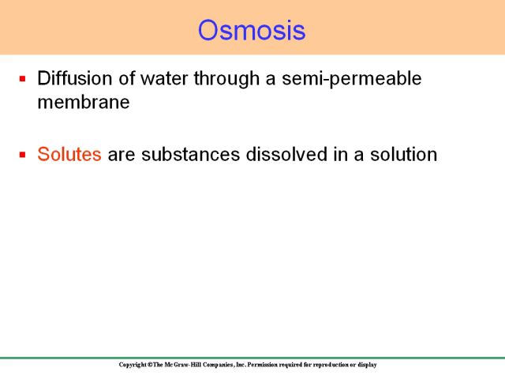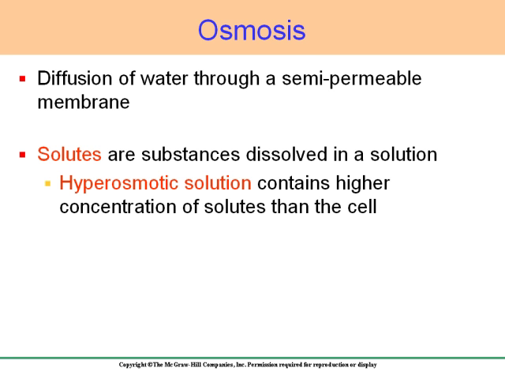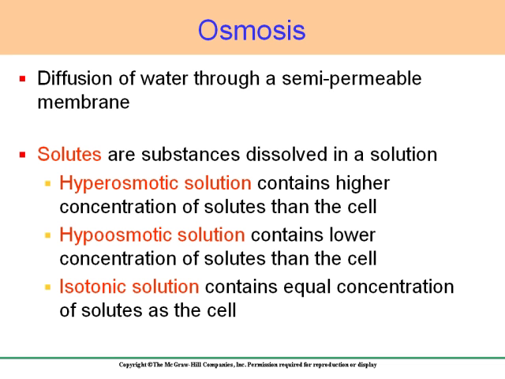When we're dealing with osmosis, we have something called solutes. Solutes are substances that are dissolved in a solution. For instance, we might have water, a solvent into which solutes can be dissolved. When you dissolve your solutes in a solvent, they form a solution. We can have three types of solutions. Number one, hyperosmotic. Number two, hypoosmotic. And number three, isotonic.